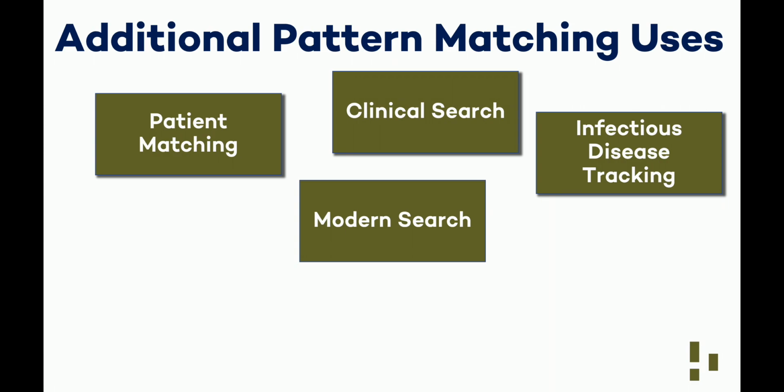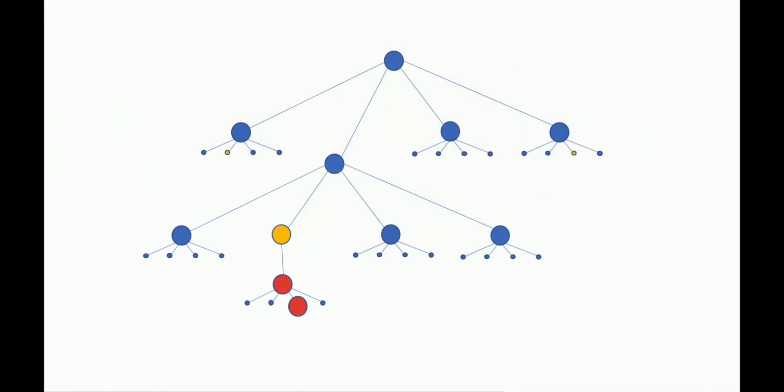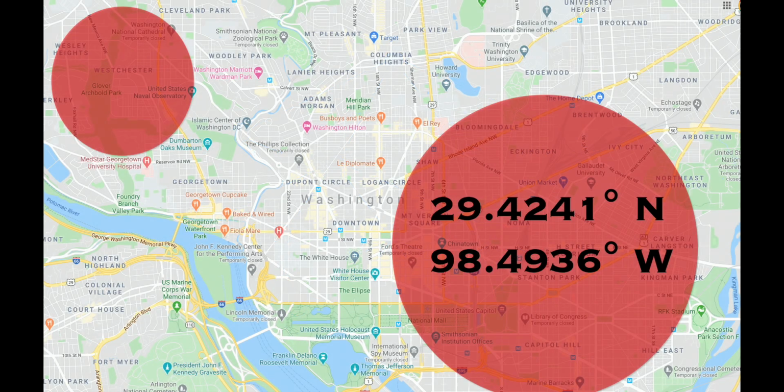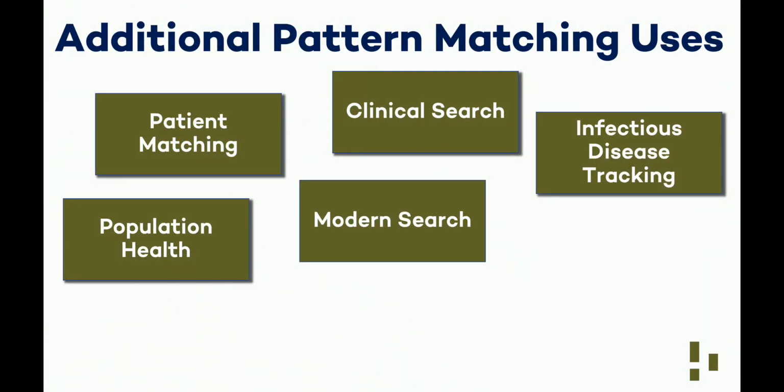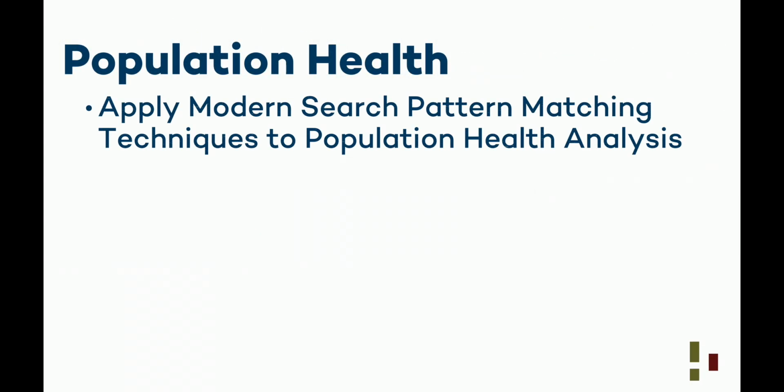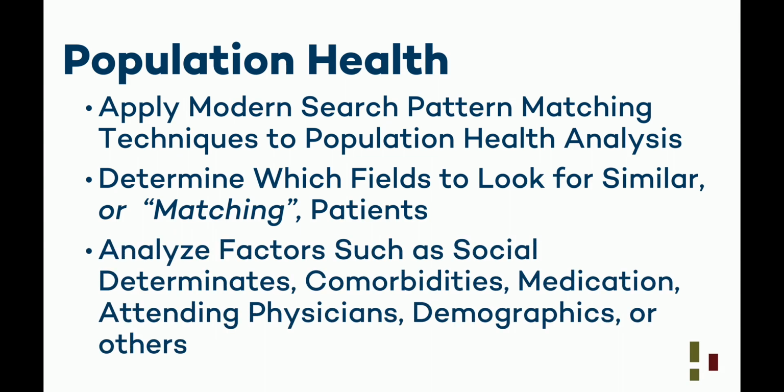Very topical today, but infectious disease tracking also can make use of the pattern matching capabilities so we can find the patients that have been exposed to others potentially from their location data. In population health, we don't have enough time to get into it, but we can use pattern matching to analyze the various factors that would group patients together, such as socioeconomic issues, comorbidities, medicines, attending physicians, demographics.